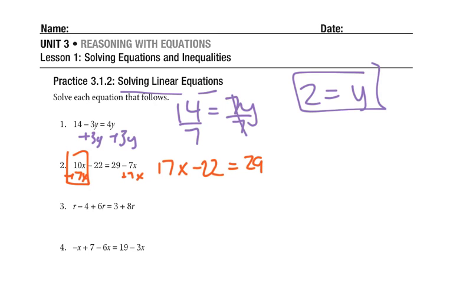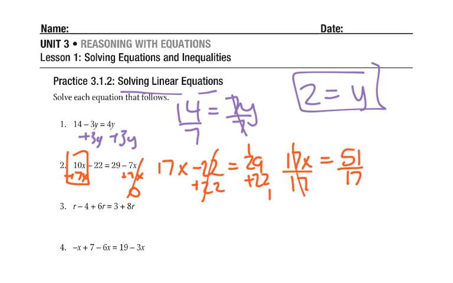Now negative 7x plus 7x is 0, and adding 0 does nothing, so we got that away. Now we add 22 to both sides, because that'll make that 0, so we're left with 17x equals, and then that would be 51. Okay, then the last step, divide by 17, so that becomes 1x. Then 51 divided by 17 is 3. And there's our second answer.